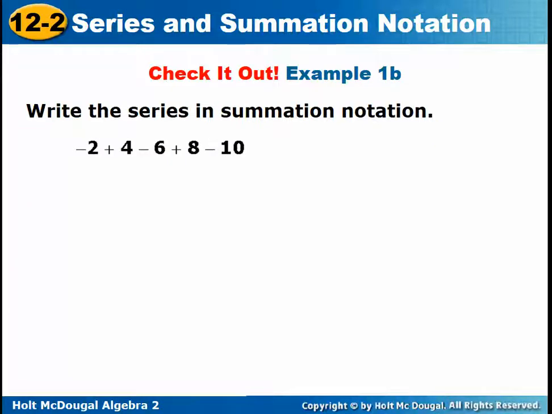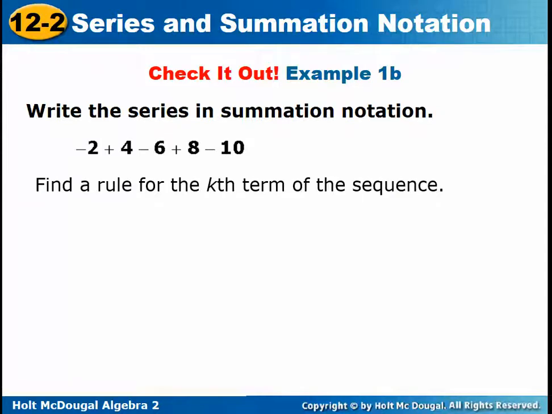Okay, now this one alternates, and it starts with a negative. So if we have negative 1 to the k, that'll take care of that part. And then we just need to figure out what is the rule to get from here to here. Looks like all I have to do is multiply by 2. Multiply k by 2, and it'll take care of the 2, 4, 6, 8, 10. I also have to multiply that by negative 1 to the k so that I can alternate back and forth between negative, positive, negative, positive.